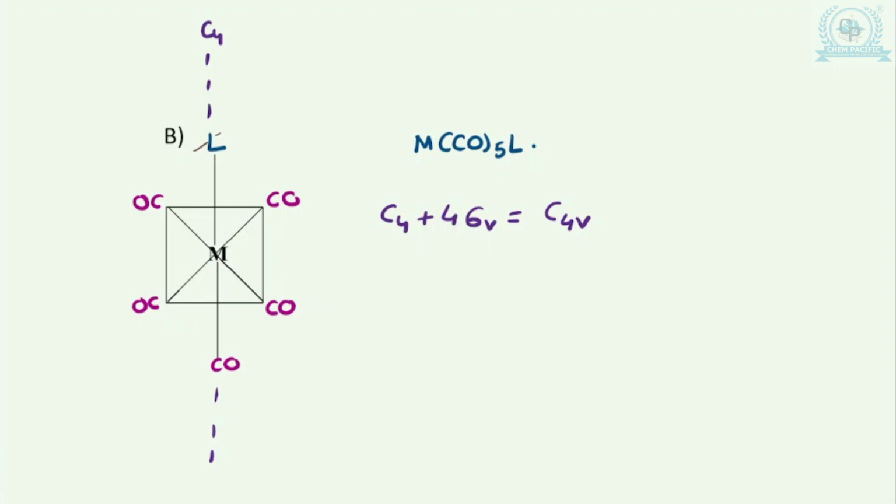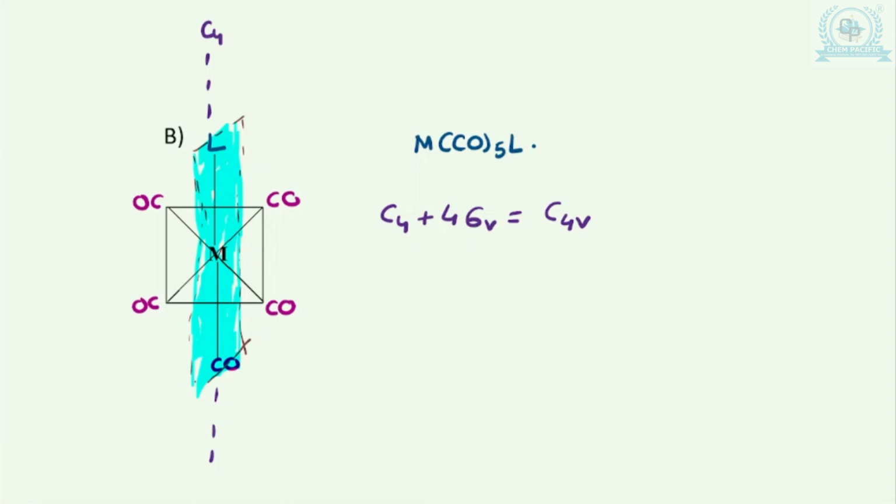If you draw one sigma V plane here, okay, this is your sigma V plane. So let us consider this to be your sigma V plane which is containing the C4 axis. If this is your plane which is containing L, M and the axial CO, what can you see here? This is very important. Look at this carefully. What can you see here?